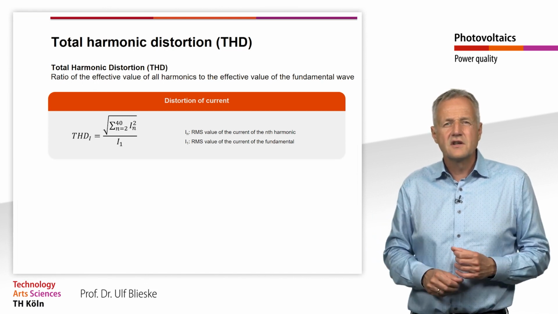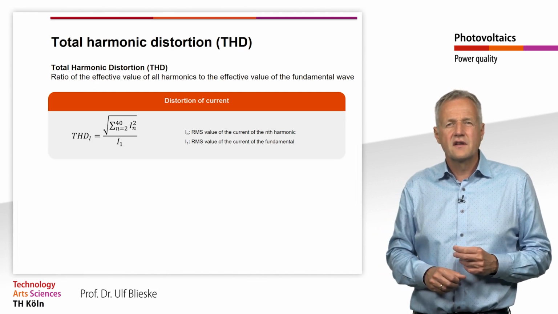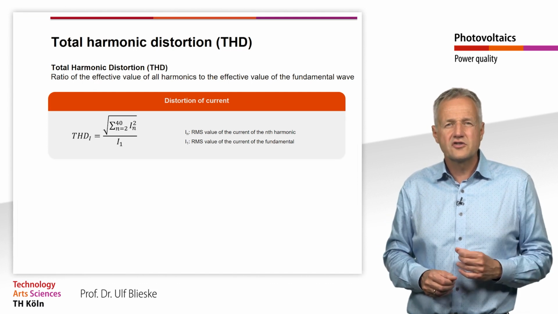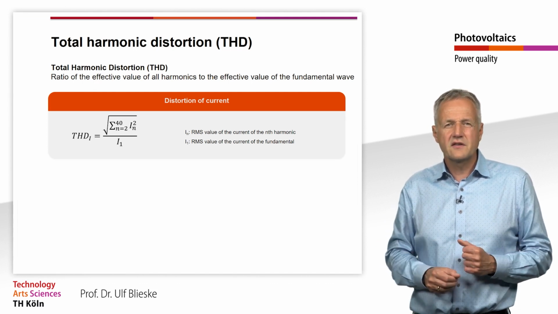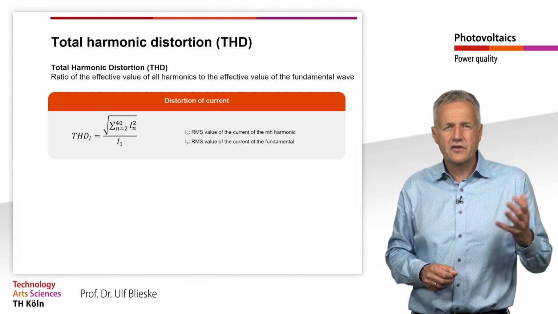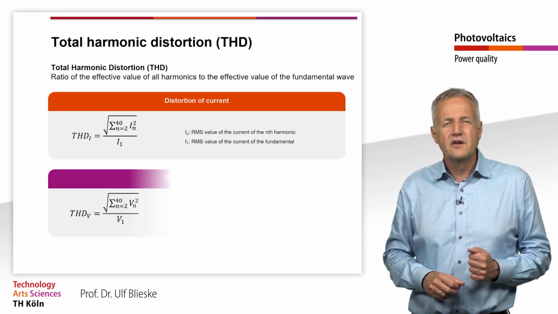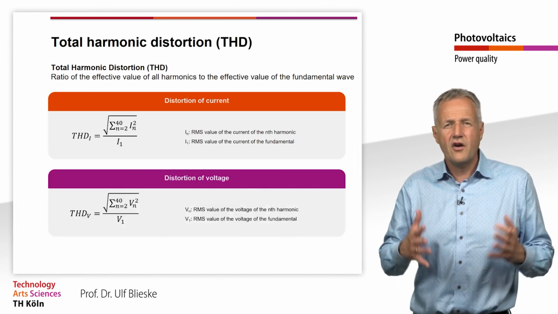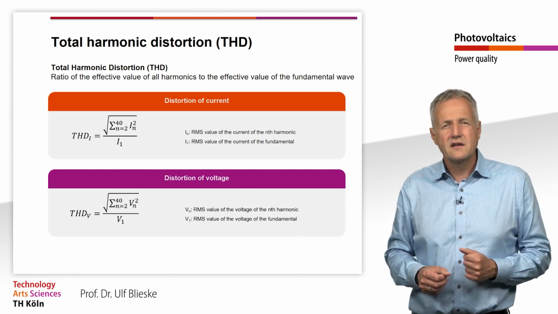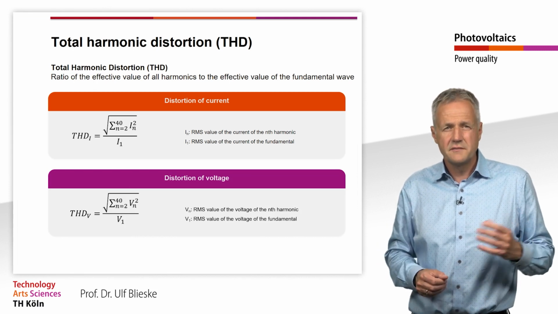In addition to harmonic currents, there are also harmonic voltages. These result from the fact that the harmonic currents lead to a voltage drop at the grid impedances. Therefore, in addition to the THD of the current, the THD of the voltage is also defined. Usually the distortion of the current is given as THDI and the distortion of the voltage as THDV.